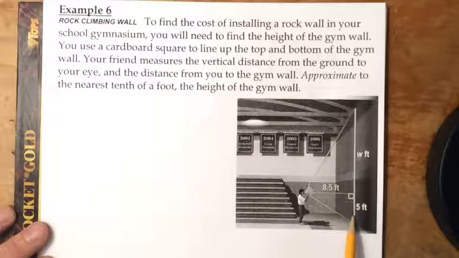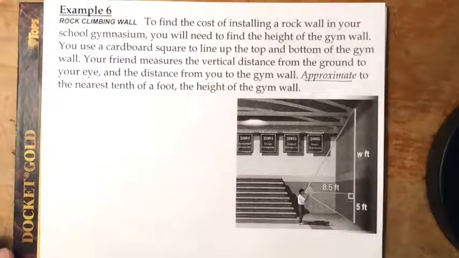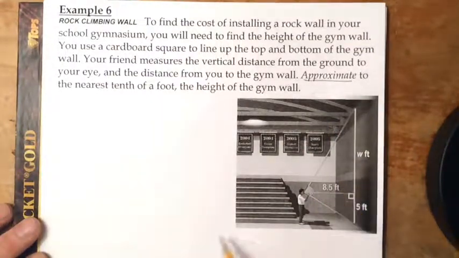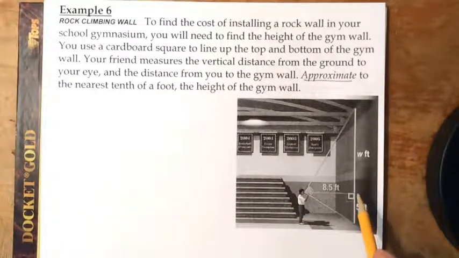So that's the information he has. Approximate to the nearest tenth of a foot, so we're going to approximate the height of the gym wall. Well, instead of using 3 right triangles and pulling them out and trying to figure out what goes with what, we're going to use the Geometric Mean Altitude Theorem.